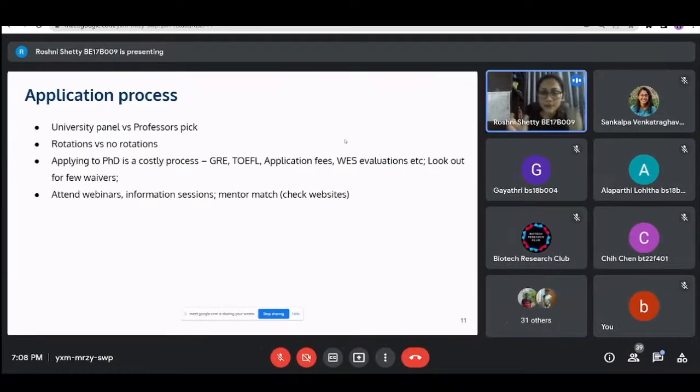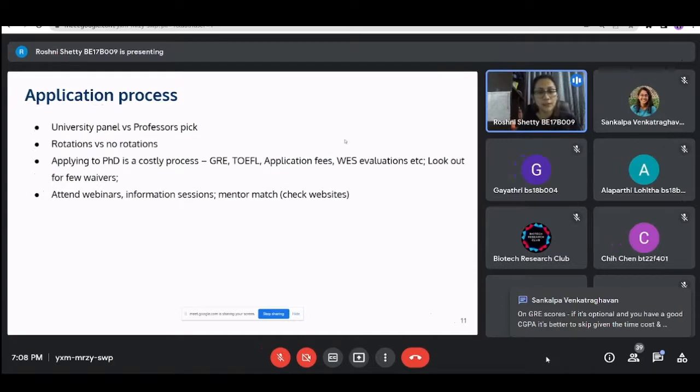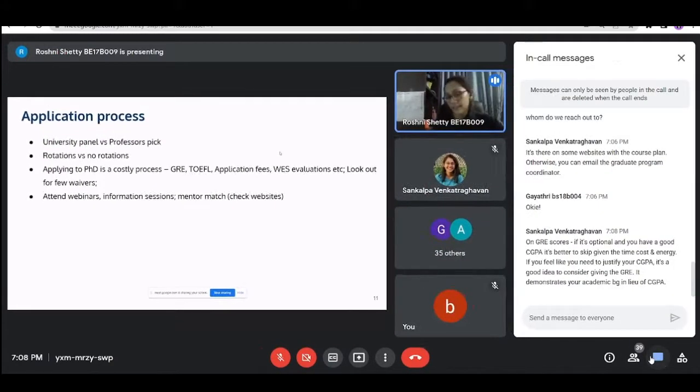And another useful point would be this mentor match. So I think two programs I applied to had this, where they had this Google form which you had to submit, say, in September or October, and they would connect you to a PhD student already admitted to that program.